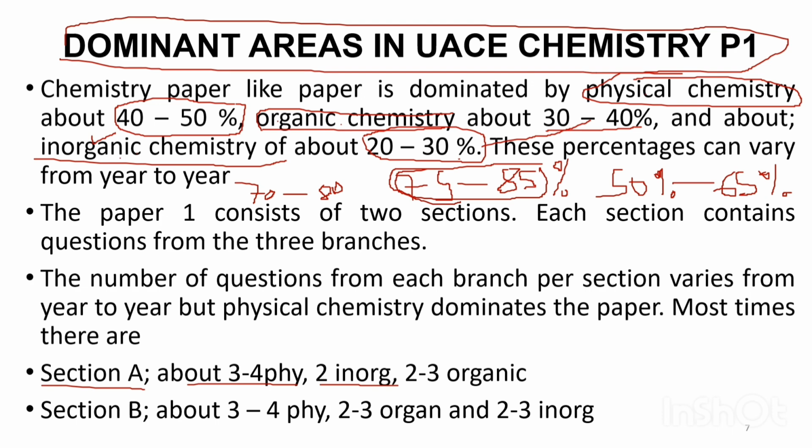So also 2 to 3 for organic chemistry, then section B 3 to 4 for physical. And 1 year there were 5 questions in physical, but that's a rare case. Then 2 to 3 for organic and 2 to 3 for inorganic. And most of these papers these days are having 3 numbers for inorganic, so there is no way you can escape inorganic in section B.